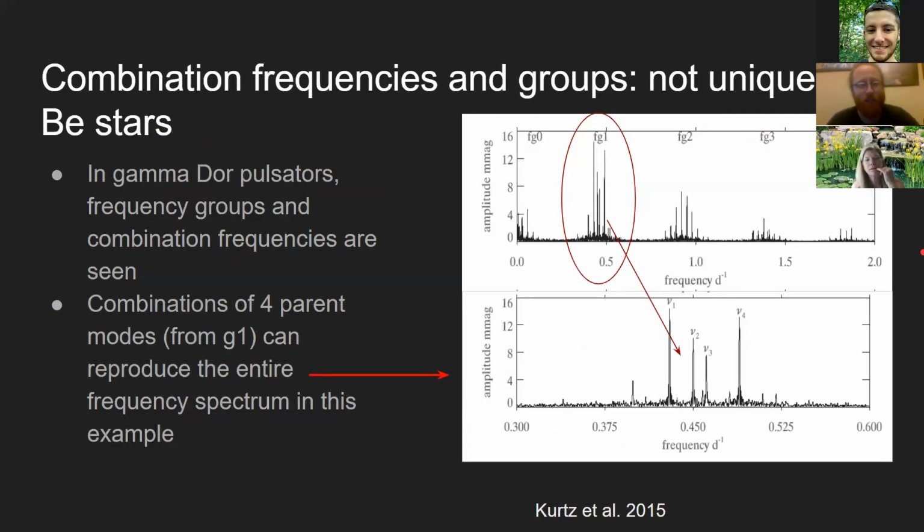This idea of combination frequencies and mode coupling is not unique to BE stars. So in this example of a gamma Dor, a g mode pulsator, it also has frequency groups in its frequency spectrum. It has lots of signals, as you can see. But all of these signals in the top panel can be constructed by linear combinations of just 4 different signals in the main frequency group.